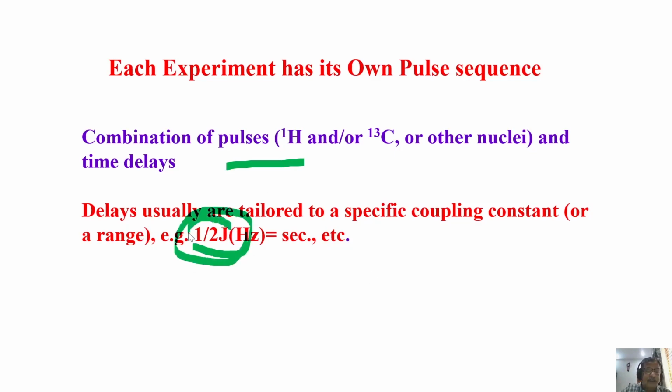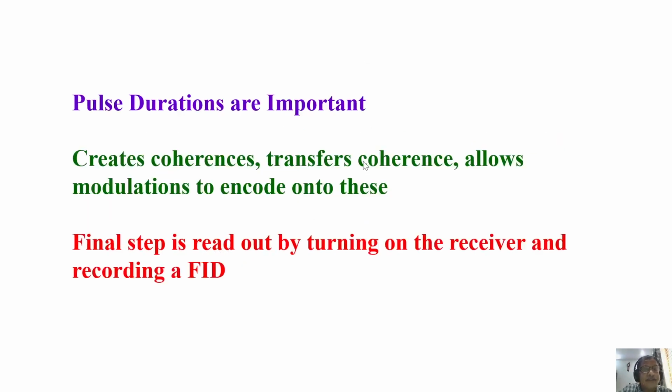So, then how do you choose a specific delay? The delay can be chosen based on the J coupling. Supposing the J coupling is 10 hertz. J coupling is in hertz, and time is the inverse of that, in seconds. So 1 over 10, 1 over 20. Calculate what the time is in seconds. You know that. So like that, we can design the pulse sequence.